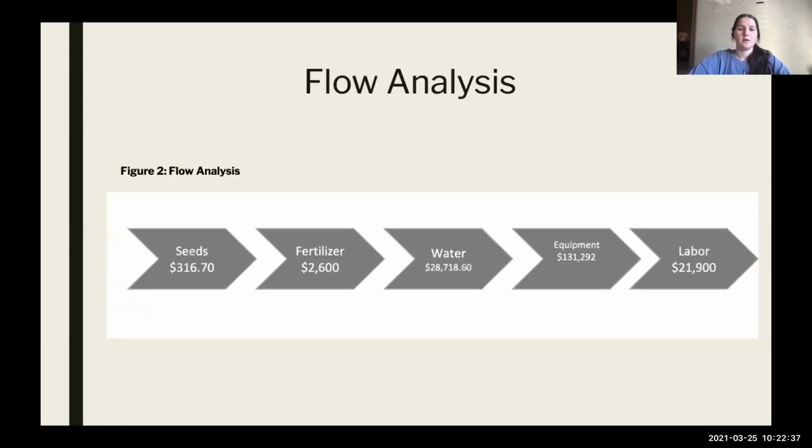I'm Mackenzie Bryant, and I will be giving a brief overview of our flow analysis. The seeds for broccoli, cucumbers, bell peppers, tomatoes, and spinach will cost $316. The fertilizer will cost $1,733 per year if we use it every 6 weeks. The water needed will cost around $28,000 per year. The tractor and attachments will cost $131,000, and the labor costs are $21,900 per year.